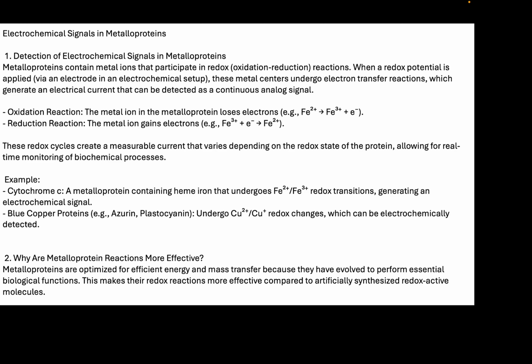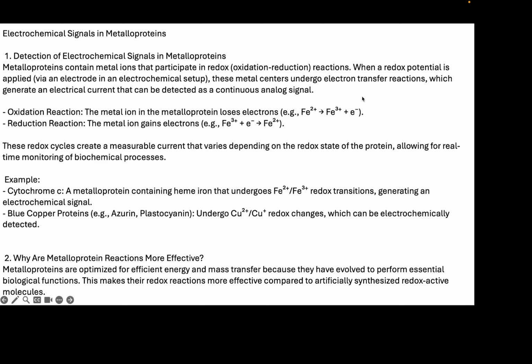And some basic details about the electrochemical signals in metalloproteins. So, the detection of electrochemical signals in metalloproteins. Metalloproteins contain metal ions that participate in redox reactions. When a redox potential is applied, these metal centers undergo electron transfer reactions, which generate an electrical signal or electrical current that can be detected as a continuous analog signal.